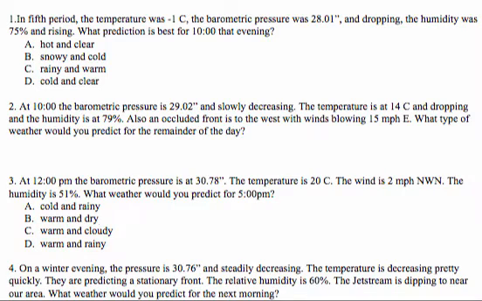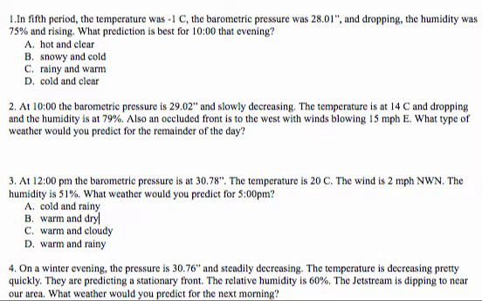A, hot and clear. Can totally rule that one out because -1 degree Celsius is extremely cold and below freezing. B, snowy and cold. Now, this is a really good possibility because I have dropping air pressure and rising humidity plus colder temperatures. So I'm going to hang on to B.